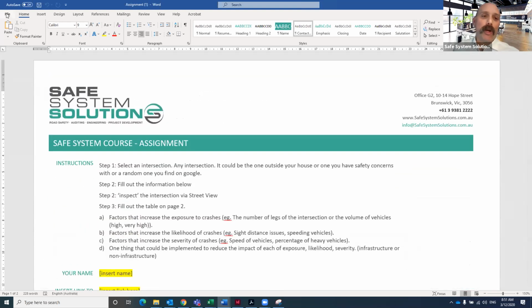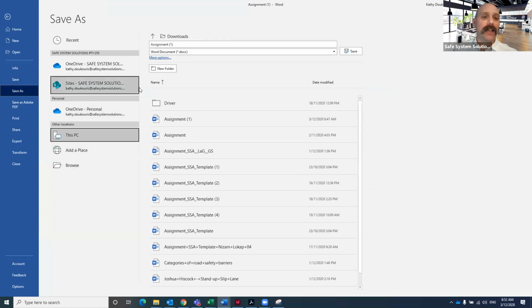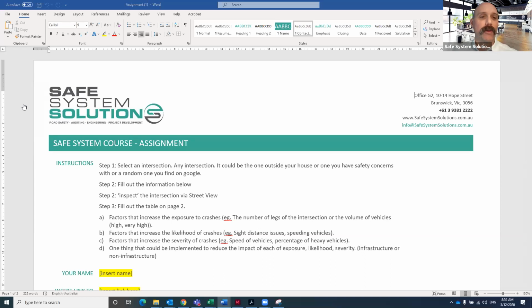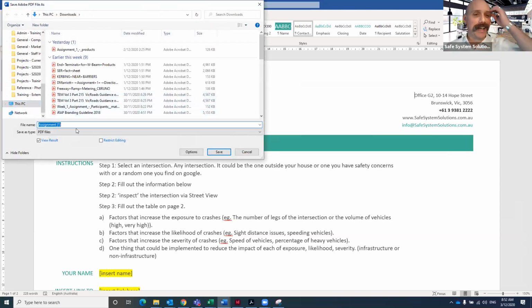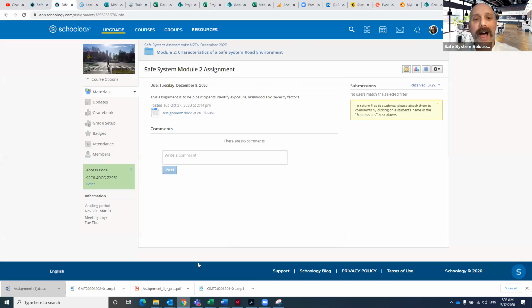And you're going to upload that to Schoology. If you PDF it as well for us, that would be nice, but you can just upload it any way you can. If you have any challenges uploading it to Schoology, you can, as your backup, email it through to Kathy, and Kathy will load it into Schoology on your behalf. But our aim is for you to submit through Schoology, and then we'll mark it.